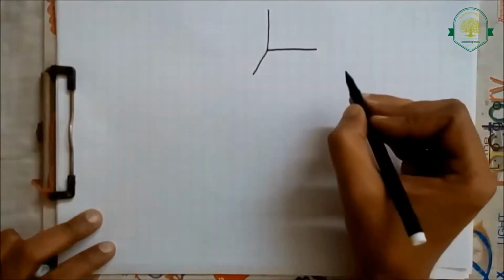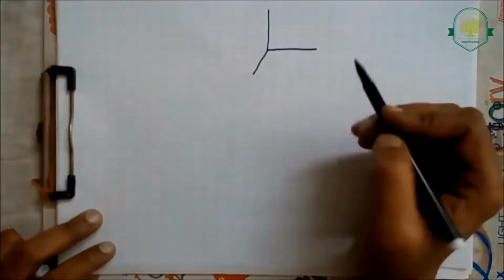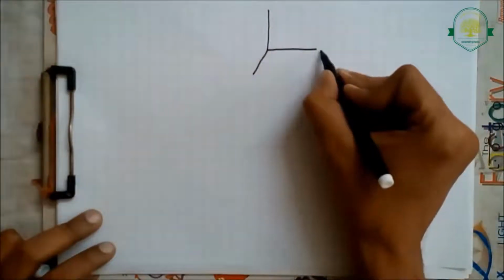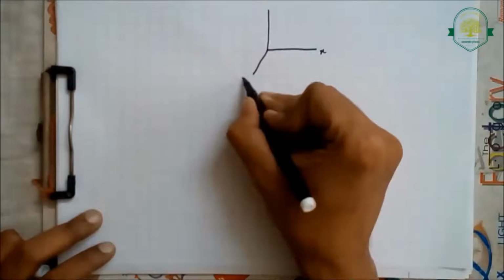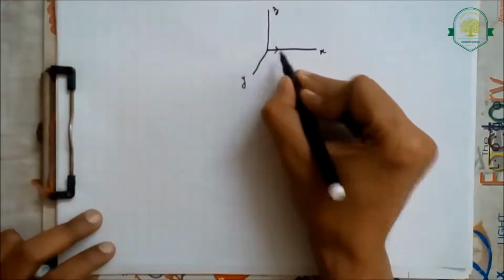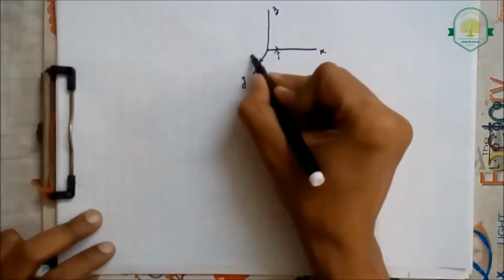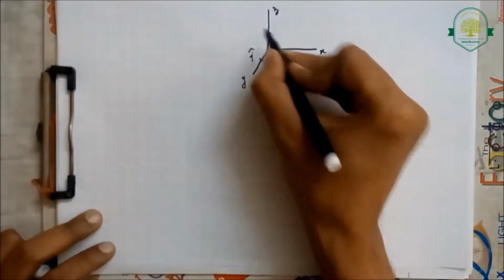The first refers to a coordinate system which is at rest with respect to the ground frame. So let's call this the x-axis, this the y-axis, and this is the z-axis, and our unit vectors along these axes are i cap, j cap, and k cap.